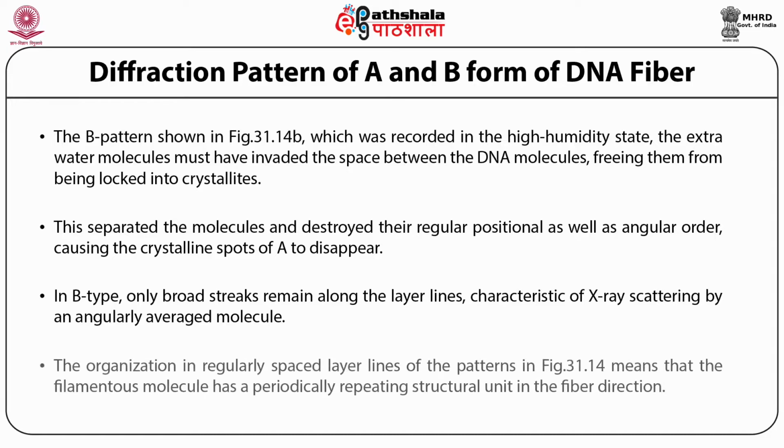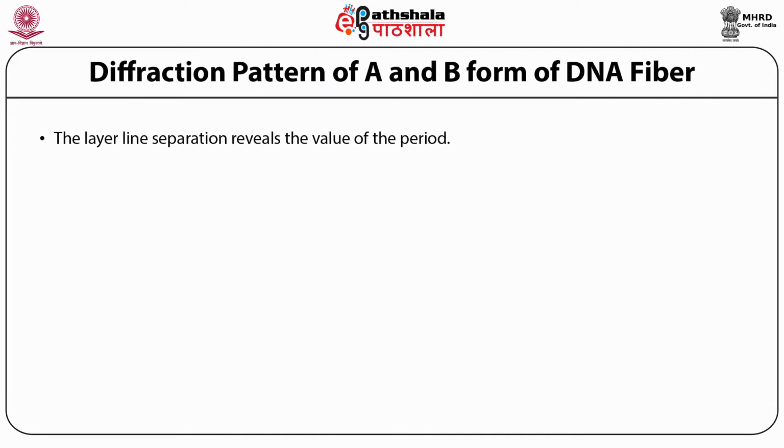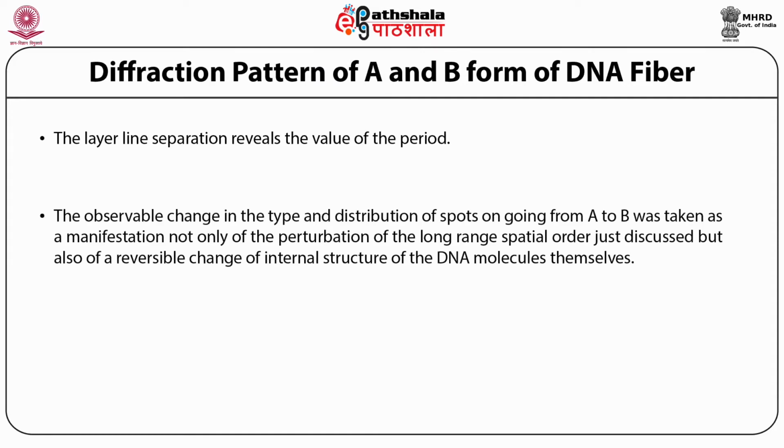The organization in regularly spaced layer lines of the patterns in the figure 31.14 means that the filamentous molecule has a periodically repeating structural unit in the fiber direction. The layer line separation reveals the value of the period. The observable change in the type and distribution of spots on going from A to B type was taken as a manifestation not only of the perturbation of the long-range spatial order just discussed, but also of a reversible change of internal structure of the DNA molecules themselves.